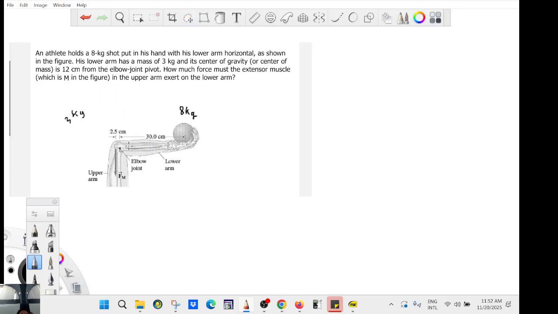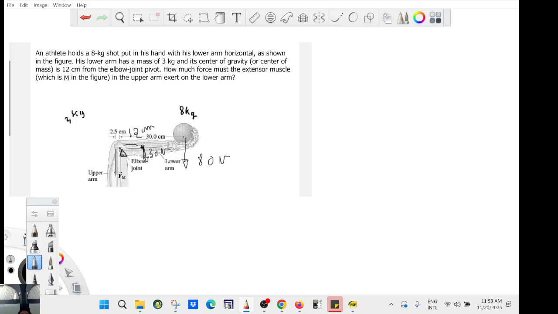So 2.5, that will be 30 centimeter. Okay, so let's take the axis of rotation here. So that will be my fulcrum. 8 kilograms. So here I have to convert to Newton. I don't have to worry about the centimeters, but I want Newton. So that will be 80, and he has 3 kilogram here. So here you have 30 Newton. That distance is 12.